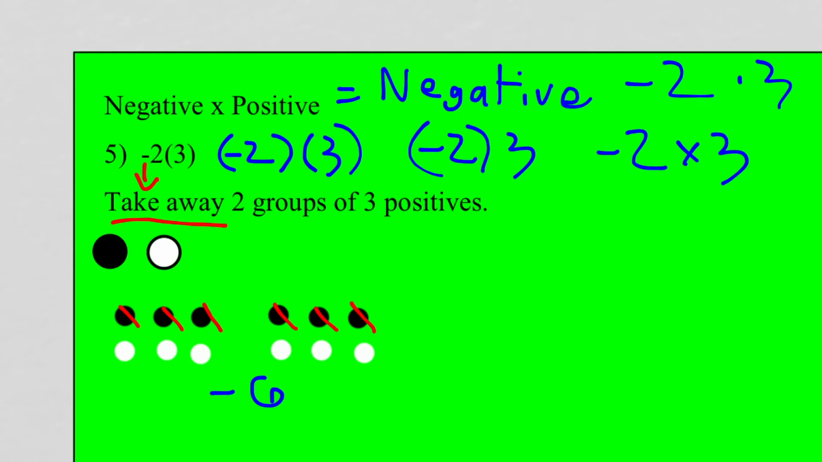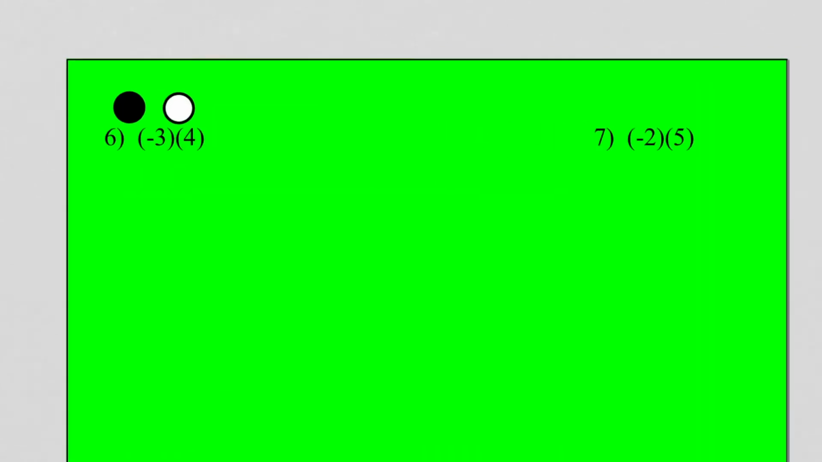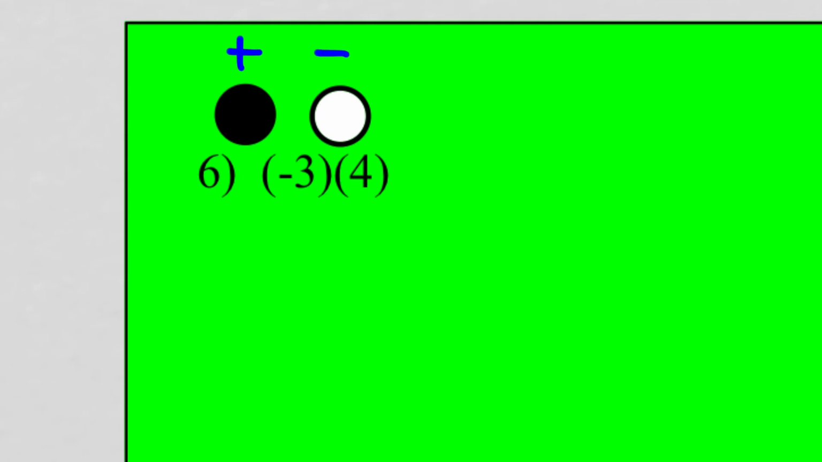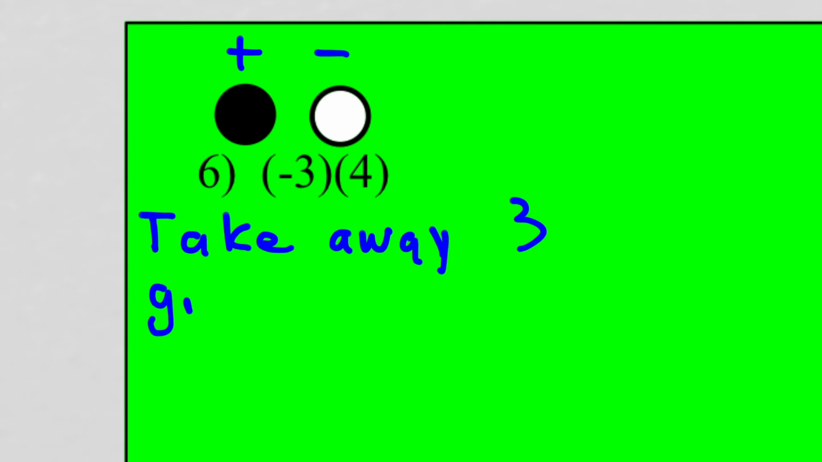Let's explore that further. Negative 3 times positive 4. Okay, so it starts with a minus sign. So this means take away 3 groups of 4 positives.